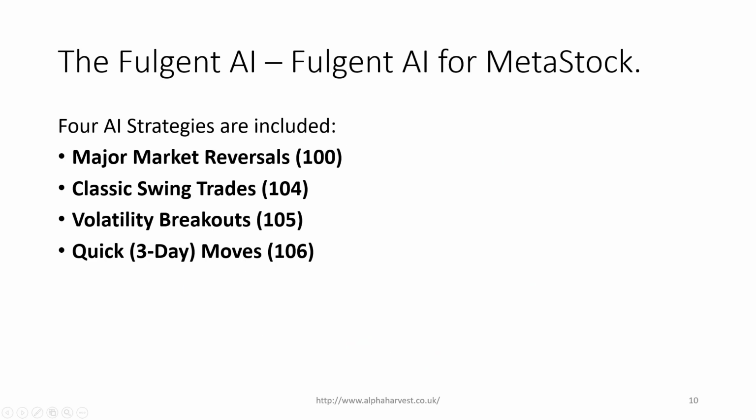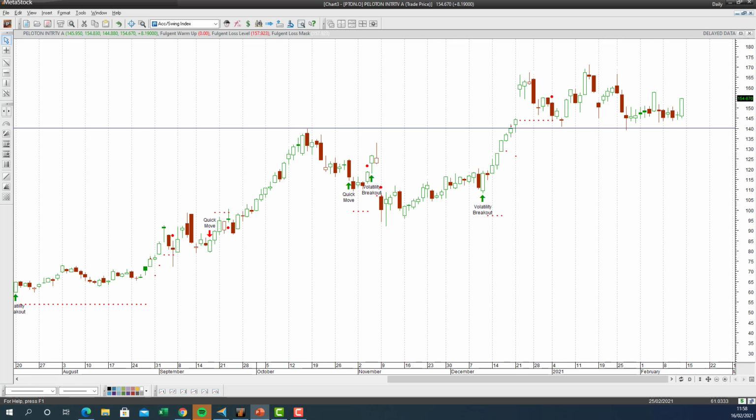And for the purposes of the presentation, we use these 4 strategies: major market reversals, classic swing trades, volatility breakouts, and quick 3-day moves. Now these 4 strategies cater for different trading styles, and you'll see on the charts when we look at Peloton in a minute. So I'm going to jump straight into the artificial intelligence platform. I've got the Metastock platform open, the Fulgent engine running in the background, and I've got Peloton's stock price on here. PTON is the ticker.